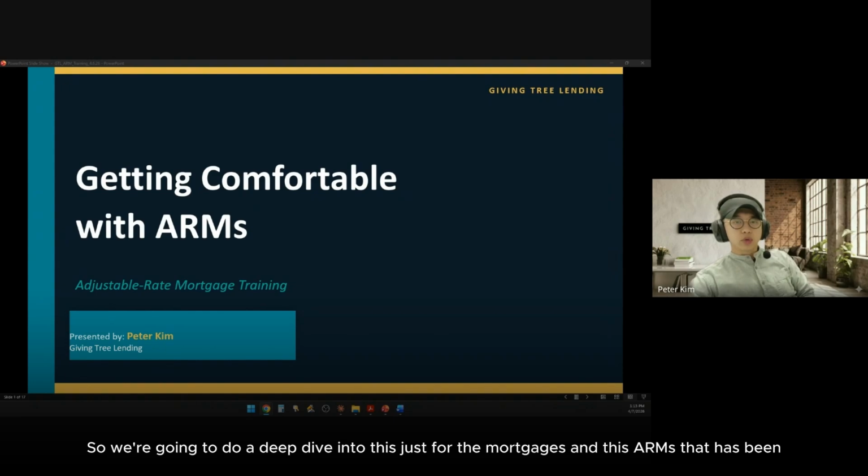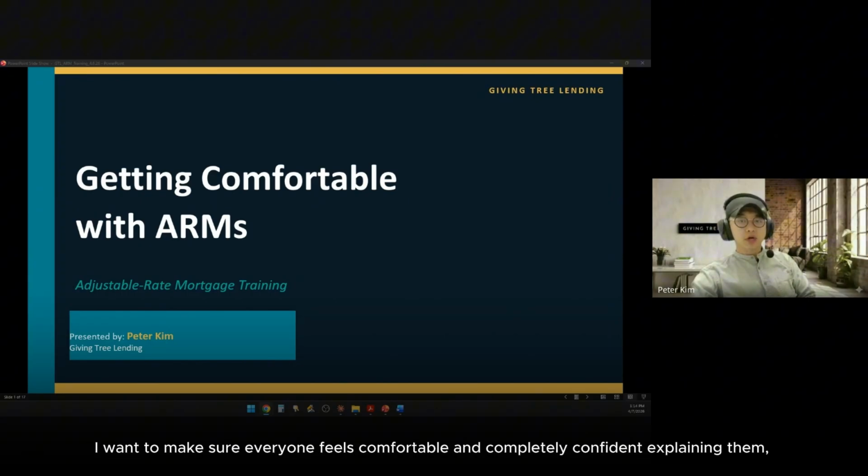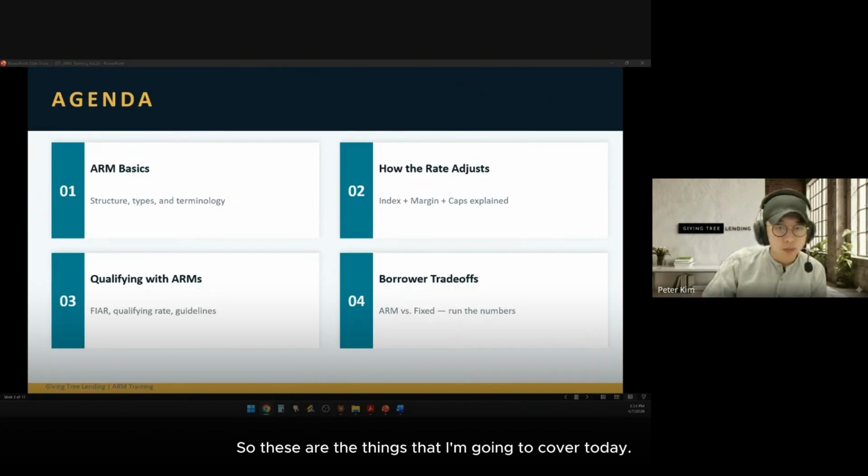So we're going to do a deep dive into adjustable rate mortgages, these ARMs, that have been making a strong comeback in the past few weeks. I want to make sure everyone feels comfortable and completely confident explaining them, structuring them, and knowing when to recommend them. These are the things that I'm going to cover today.